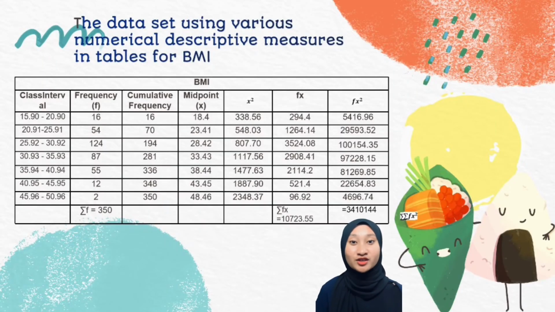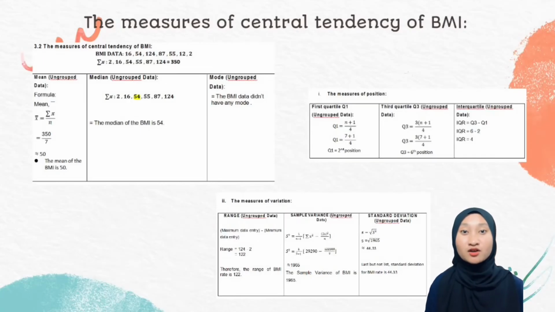The data set using various numerical descriptive measures in tables for BMI. The total of frequency is 350. The total of FX is 10,723.55. The total of FX power of 2 is 3,410,144. The measure of central tendency of BMI for ungrouped data. The mean of BMI is 50. The median of the BMI is 54. The BMI data didn't have any mode.